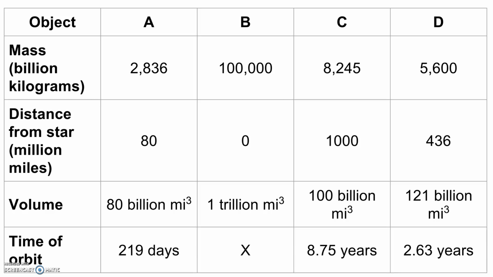The time of orbit, how long it would take for the objects to get around. Well, we said there's a correlation between the farthest object and the most amount of time it would take, which we see that correlation here once again. Object C is the farthest away. It also takes the longest to make a full orbit or a full revolution.